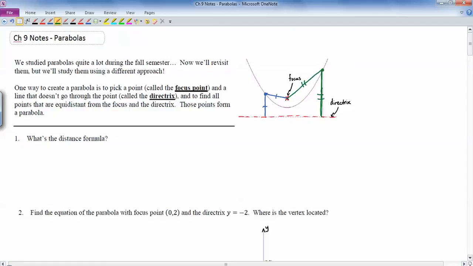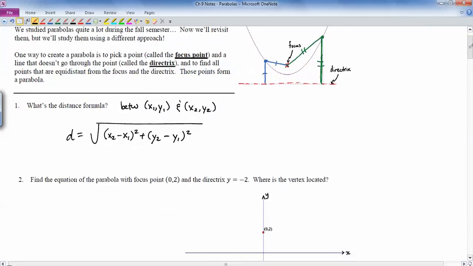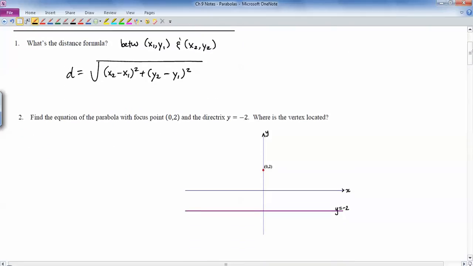Okay, so what's the distance formula? To refresh, the distance between two points, let's say between (x1, y1) and (x2, y2), is given by d equals the square root of (x2 minus x1) squared plus (y2 minus y1) squared.